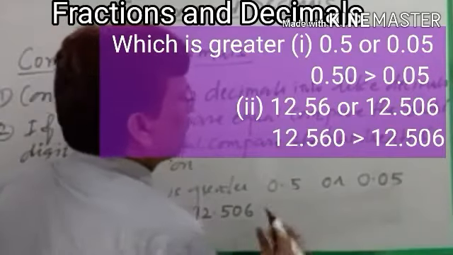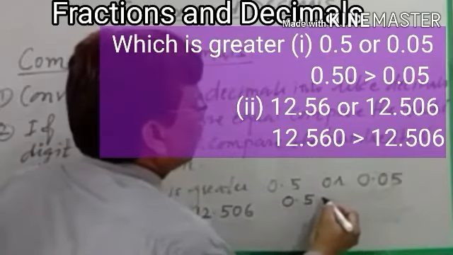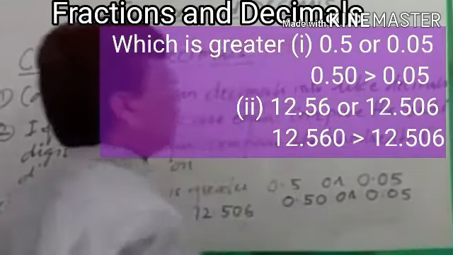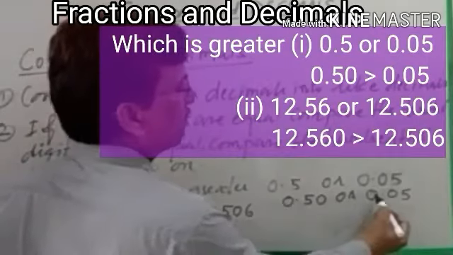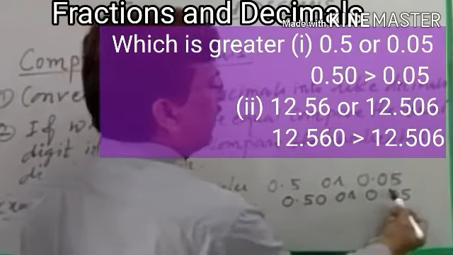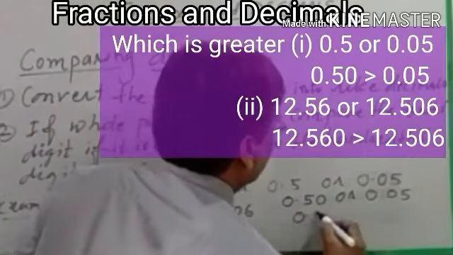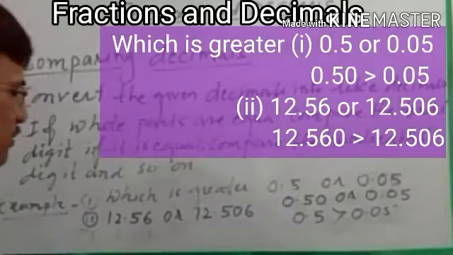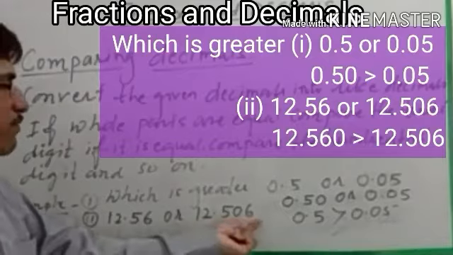0.5 and 0.05. First we have to convert them into like decimals. So 0.5, there is no digit, so you have to put a 0: 0.50 and 0.05. Now they are like decimals. Now we compare: the whole number 0 is equal. After the decimal, the first digit, tenths place, is 5 here and 0 here. 5 is greater than 0, so 0.5 is greater than 0.05.